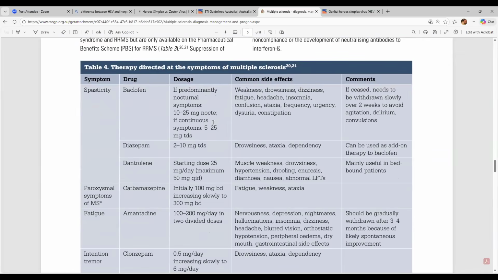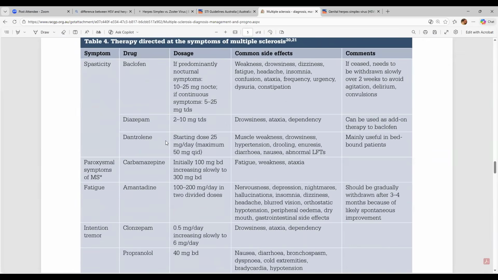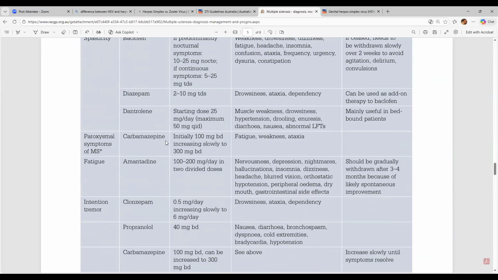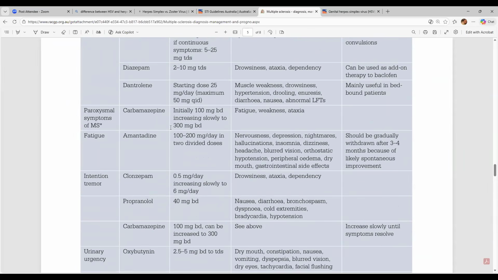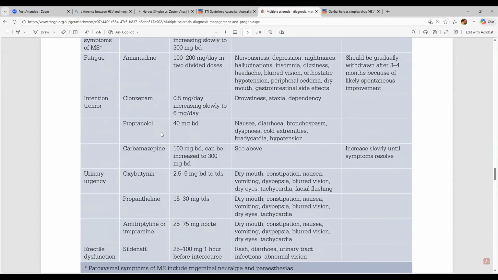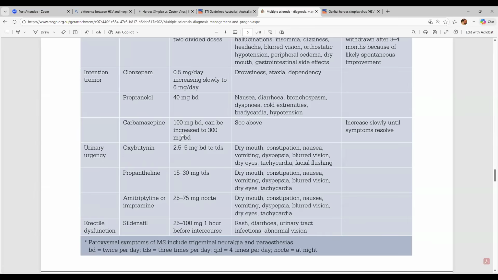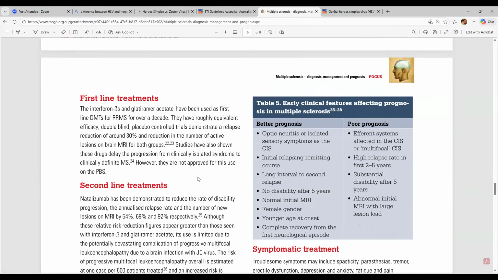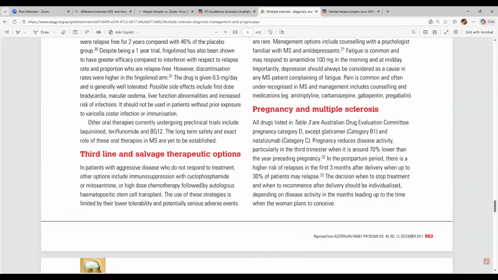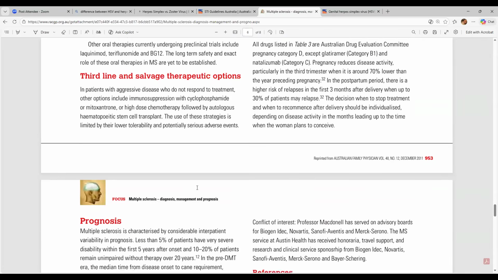For spasticity, you can use baclofen, diazepam, dantrolene. For seizures, carbamazepine. For fatigue, amantadine, like in Alzheimer's. For tremors, you can use clonazepam, propranolol, carbamazepine. For urgency, oxybutynin, propantheline, amitriptyline, and for erectile dysfunction, sildenafil. So these are all first line, second line, third line treatment, and then symptomatic management.